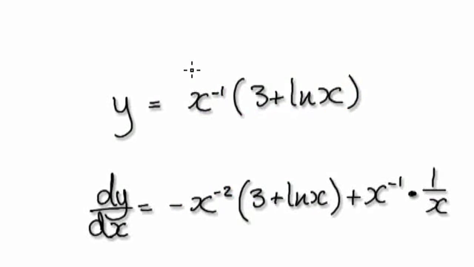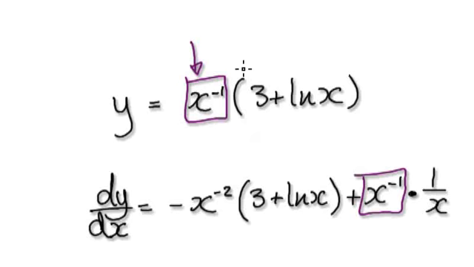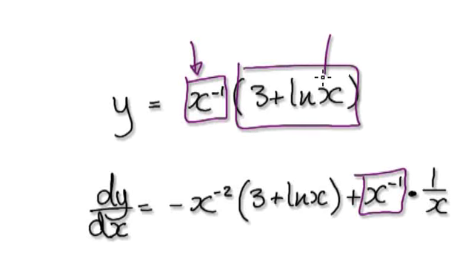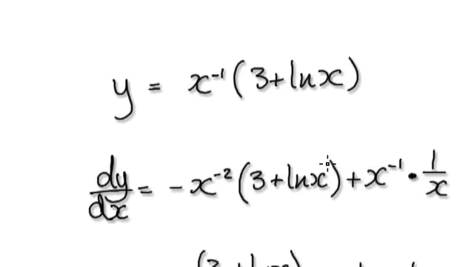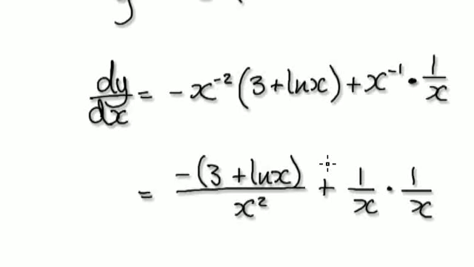And then the second part of the product rule is to leave this the same. So that's you leaving this the same, and then differentiate this. When you differentiate this, it would just be this. So your overall answer here would be this. So now it's just a matter of tidying up.